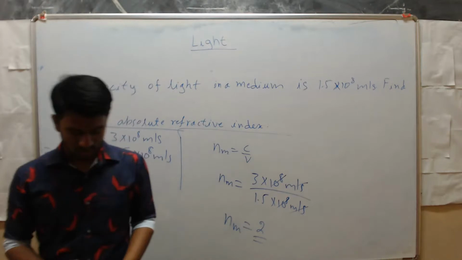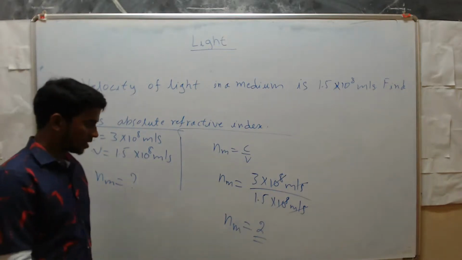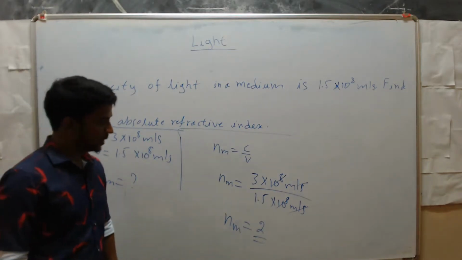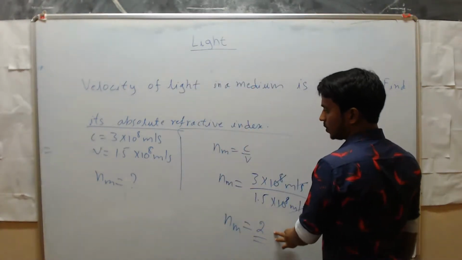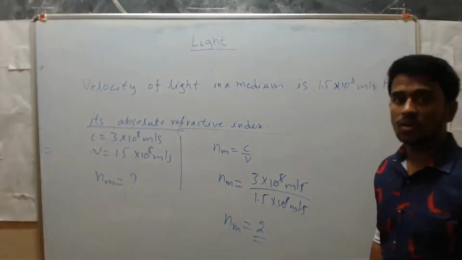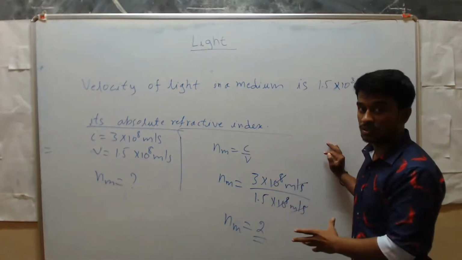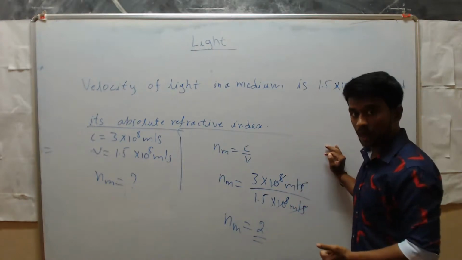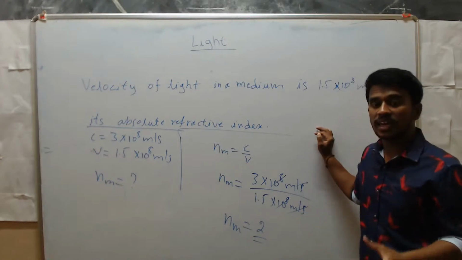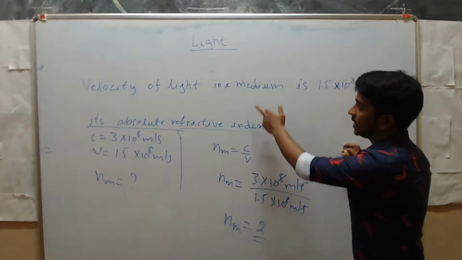So now the refractive index of that medium is 2. What is the meaning? We can say that the speed of light in this medium is 2 times slower than the speed of light in air or vacuum. Here the speed of light is reduced 2 times compared to air or vacuum. Or we can say that the speed of light in air or vacuum is 2 times greater than the speed of light in this medium.